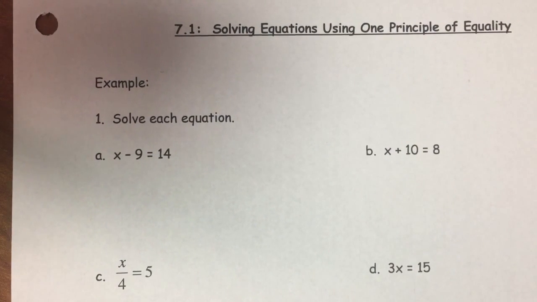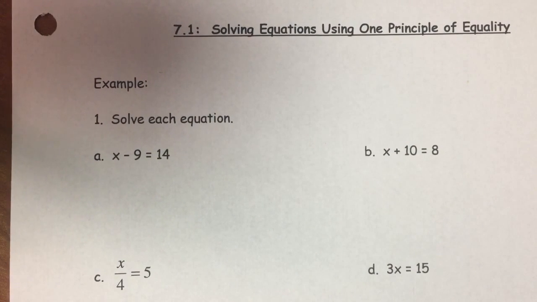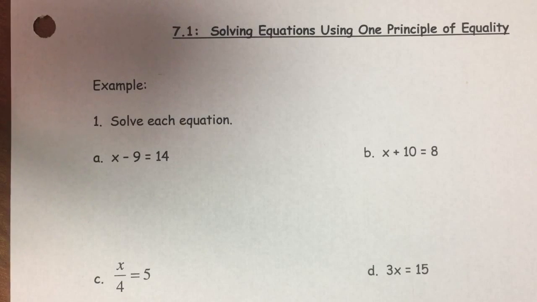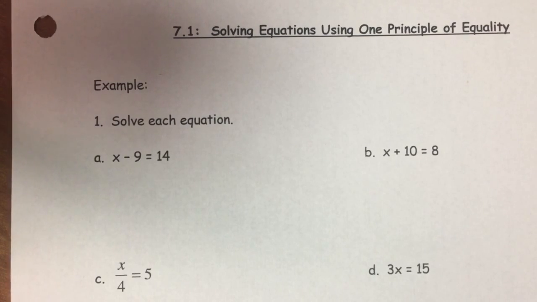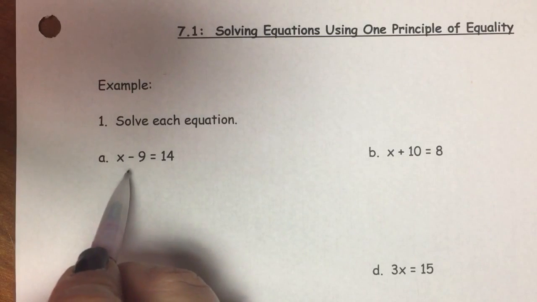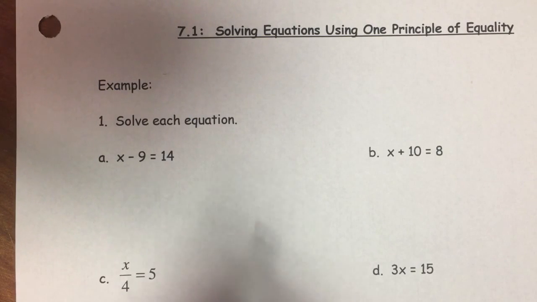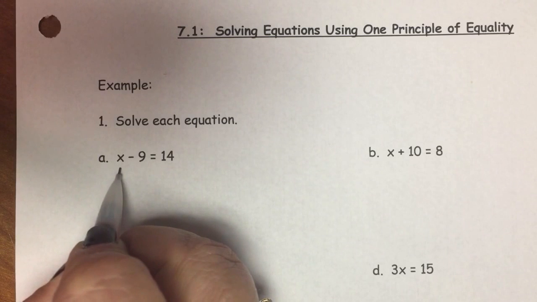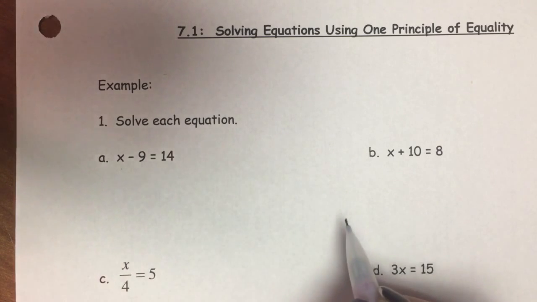So this is 7.1. We've actually already done this before, but we're going to get into solving some more difficult equations in the next couple of sections. But 7.1 is a review, so the key is again to show your steps. So here we go. Remember, the idea behind solving an equation is you want to isolate the variable, get it alone. So you want to undo what's being done.